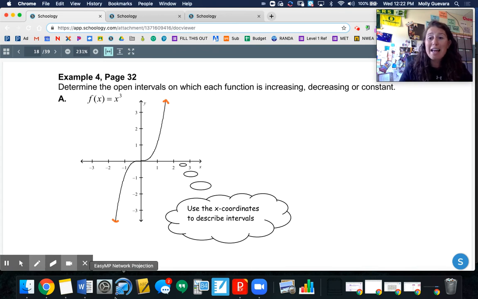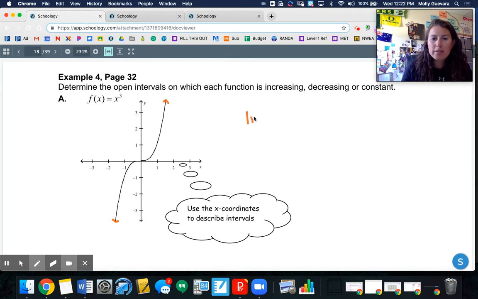Okay, so from left to right, I need to know when my graph is increasing. So I'm going to start here at my arrow, even though I know this goes on forever. As I go from left to right, my graph is increasing and increasing. And even here, even though it looks like it's constant, it's still increasing. It keeps increasing, and then it goes on forever. So actually, this whole graph is increasing the whole time.